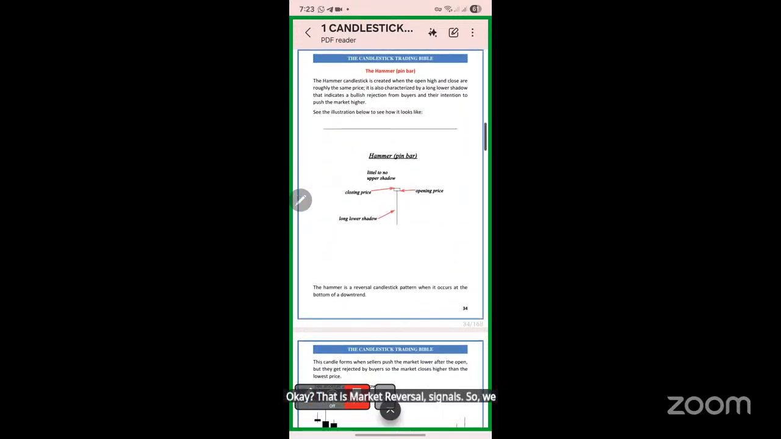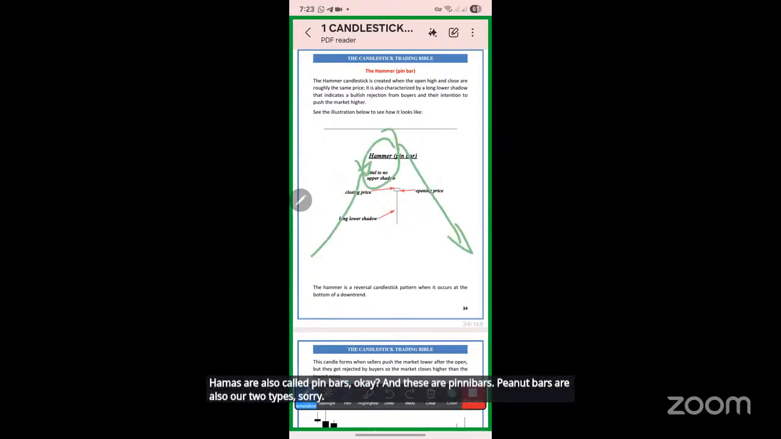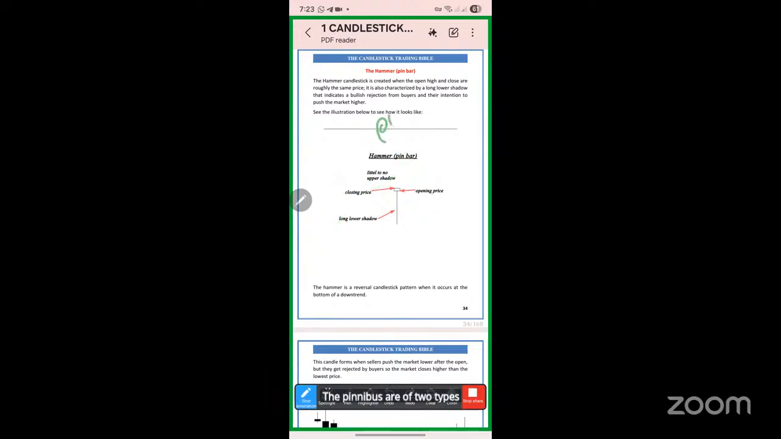So we have just seen the hammer, and we have said the hammer is of two types. The hammers are also called pin bars. The pin bars are of two types. Number one, it has the hammer, and the hammer is a bullish pin bar.